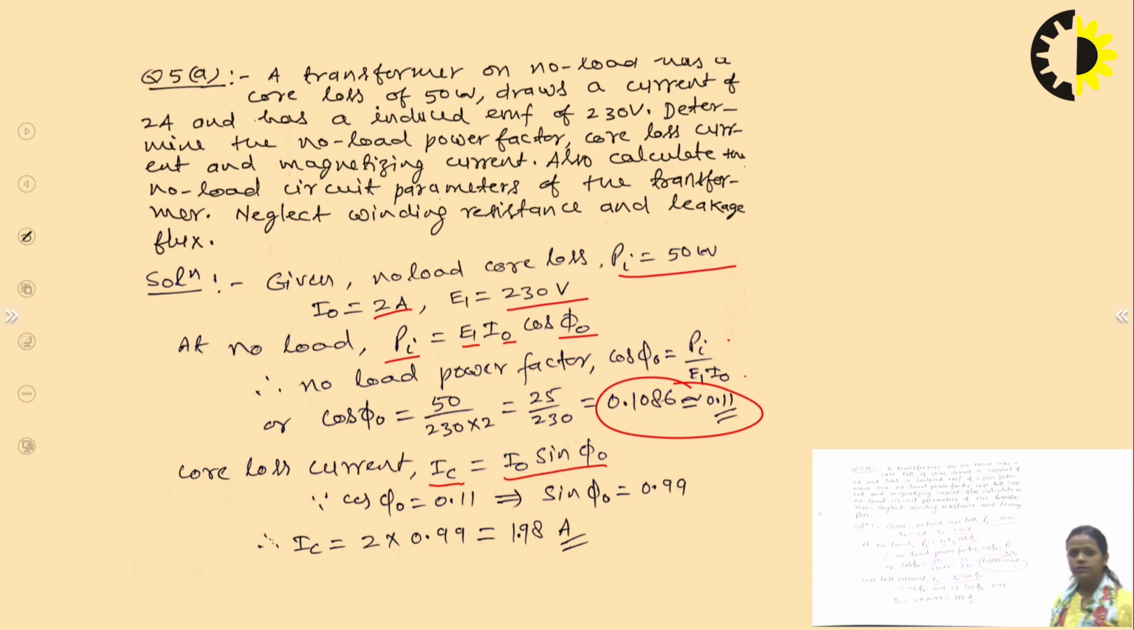Then the core loss current: we know from the phasor diagram that the relation is I naught sin phi naught. I hope you know, you have studied the transformer at no load condition. Since we know that cos phi naught is 0.11, we can find sin phi naught, which is 0.99. So we can find the value of the core loss current, which is 1.98 ampere, right?